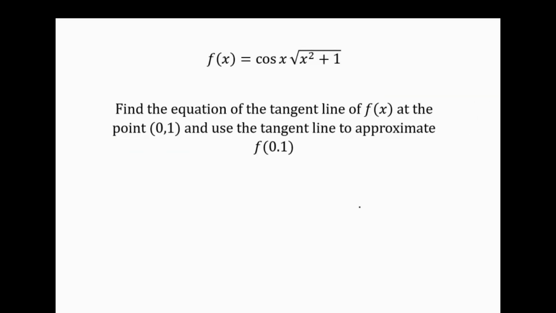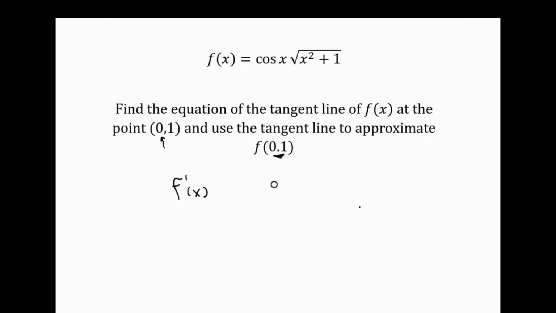All right, so now we're going to find the equation of the tangent line of f of x at the point 0,1 and use the tangent line to approximate f of 0.1. All right, so first off, what we're approximating, in this case 0.1, we have to realize that the closer it is to the x value of the point, the more accurate we're going to be. So in this case 0.1 is very close to 0, so this should give us a pretty accurate estimate. All right, so I'm going to get a tangent line at 0,1. So I'm going to take f prime.